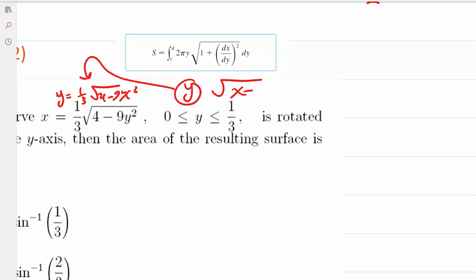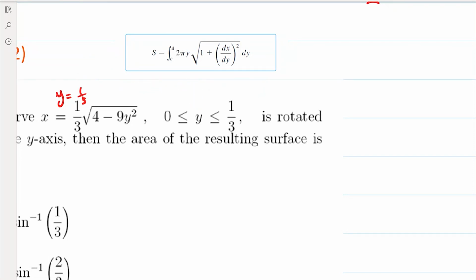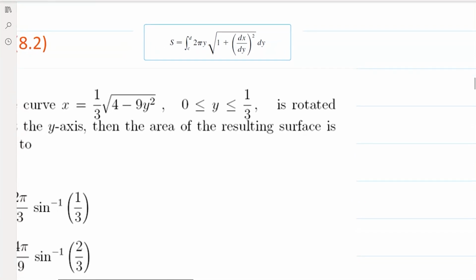Is that clear? Or I can change it in terms of y. Exactly, I'll change the function. But sometimes changing the function will not be easy. Sometimes it will be hard.